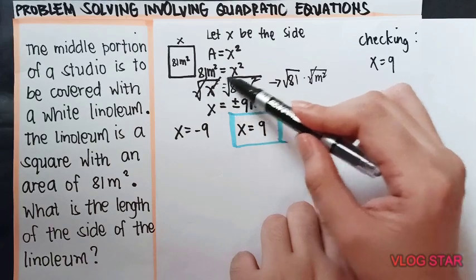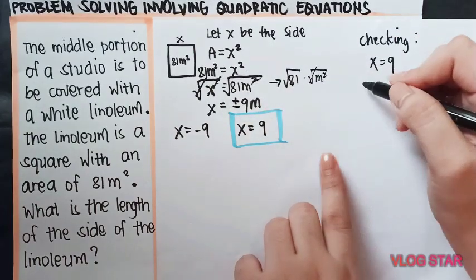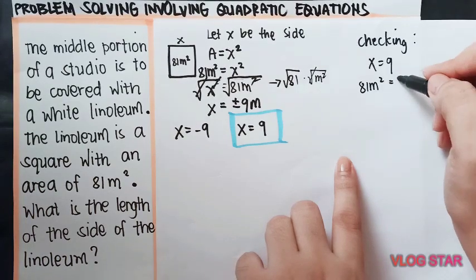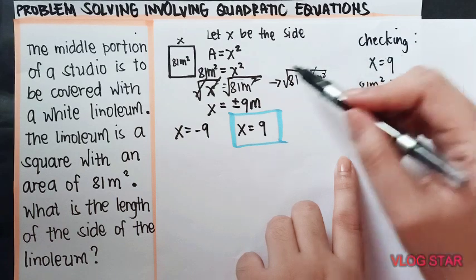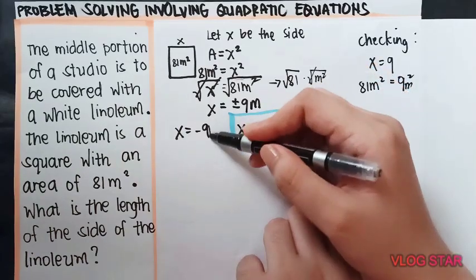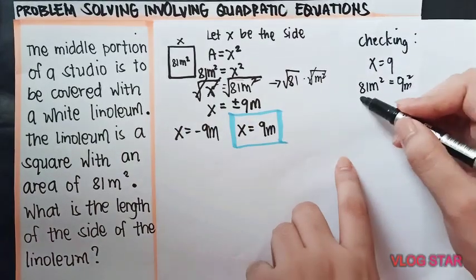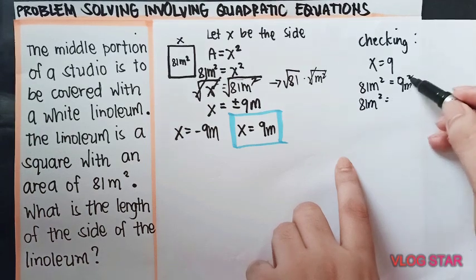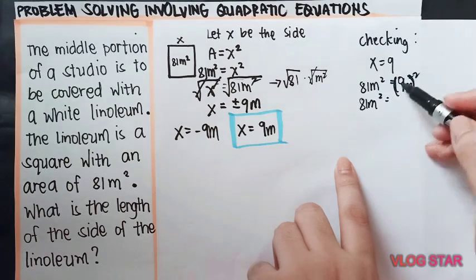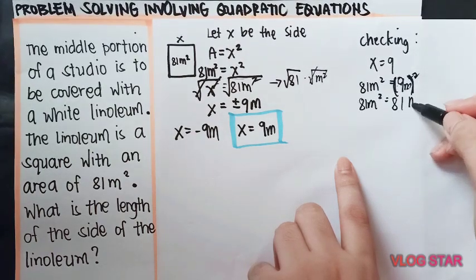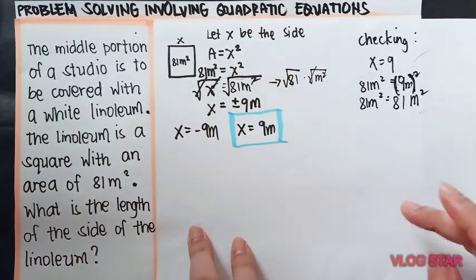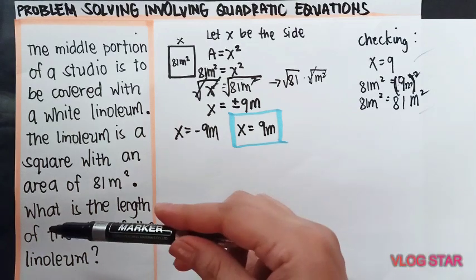So again, let's copy the original equation. So we have 81 meters squared. Is it equal to, so we will substitute 9 for x. So 9 squared, actually there's meter here. Okay, I was not able to copy it a while ago. So 81 meters squared is equal to 9 squared. Let's write it properly. So 9 squared is 81, and then meter raised to 3 meters squared. So correct.